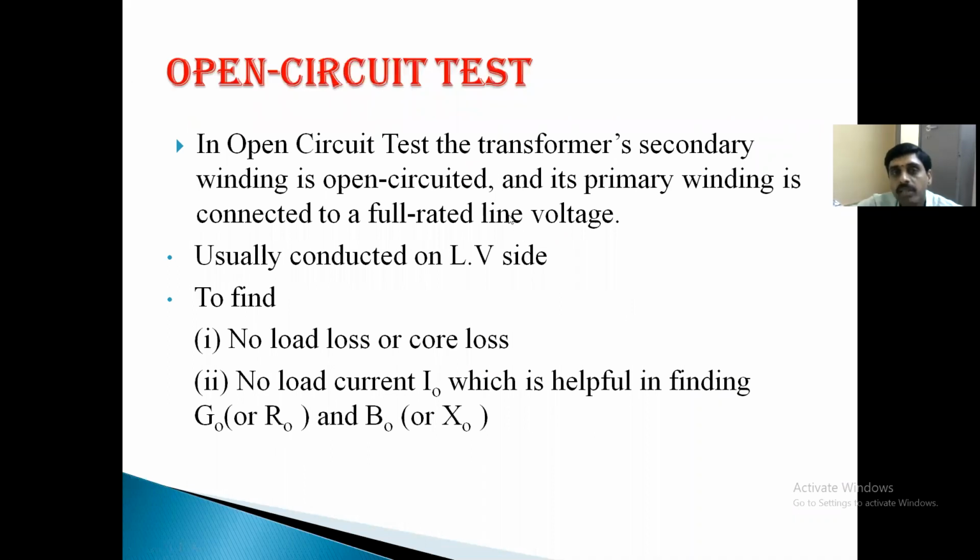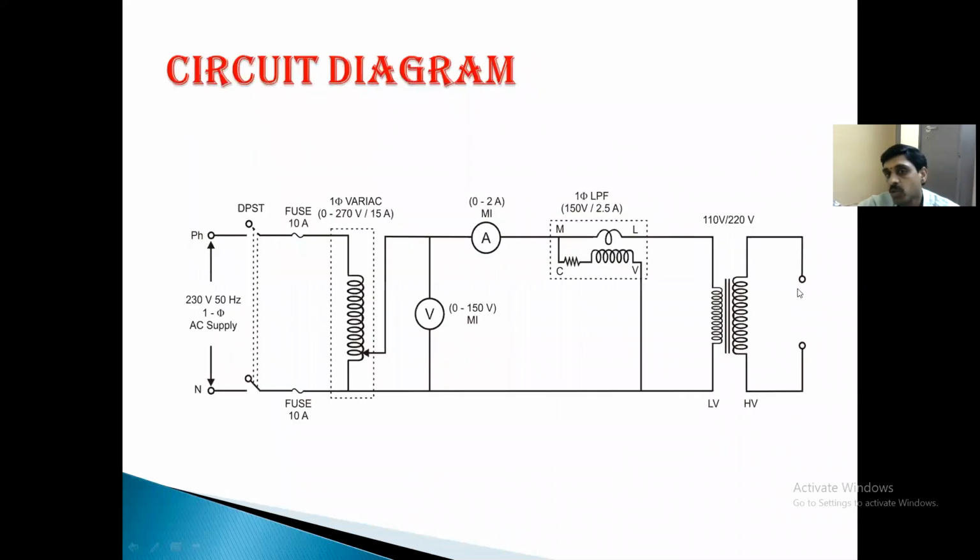So coming to the open circuit test, the transformer secondary winding is open circuited. Preferably the high voltage side is open, and the low voltage side will connect the test equipment. You have different reasons for this. You can conduct the test on the high voltage side, or you can open circuit the low voltage side also. Anything is good. But why is generally the high voltage side open?